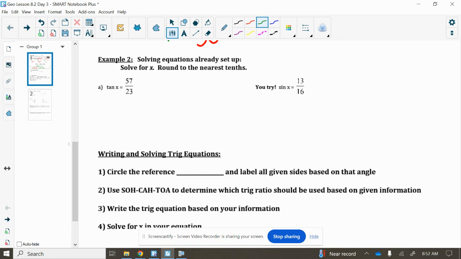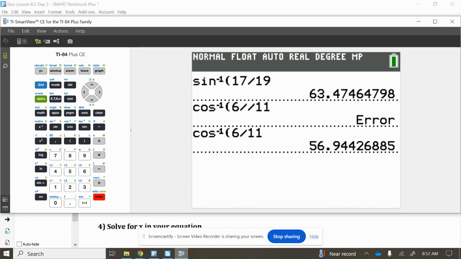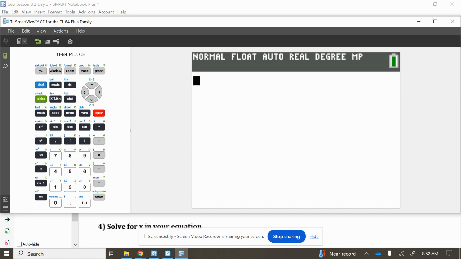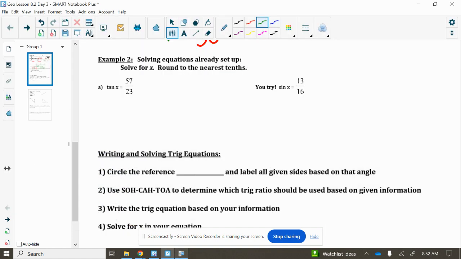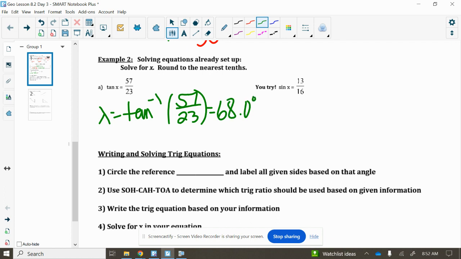So again, just like we talked about up above, when you want to solve this equation for that x, second button, tangent. On this one, we have 57 divided by 23. This time we round to the nearest tenth, so 68.0. And again, what we see is because we hit that second button, we have that inverse. You just type this in as is, and it's 68.0 degrees.